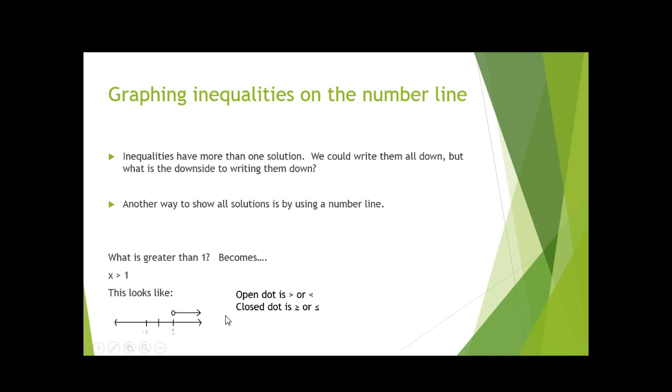Open dot is going to be greater than or less than. That means exclusive. That means that 1 is not a solution, but everything to the right of it is, because 1 is not greater than 1. 1 is 1, but it's not greater than. Closed dot is inclusive, which means that you would shade this in, and that means that the number it's above is a solution.